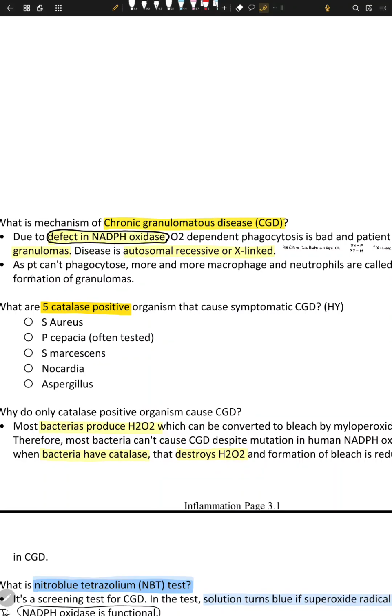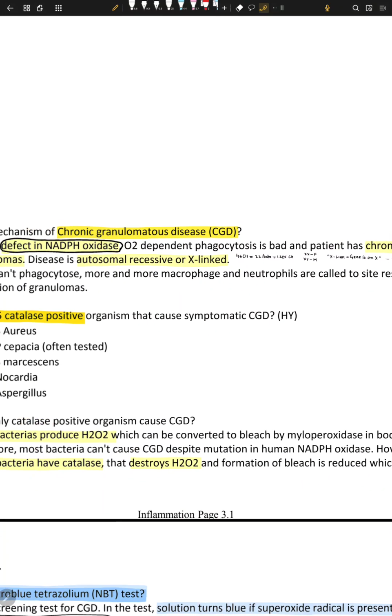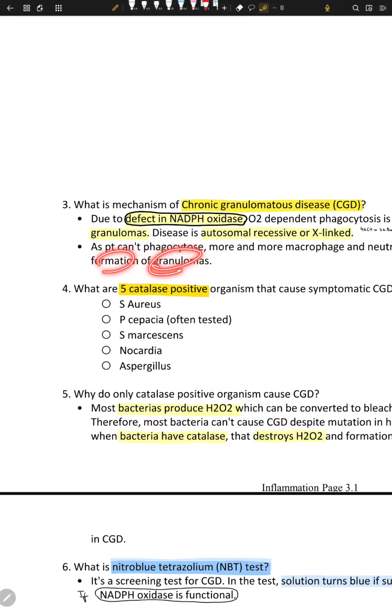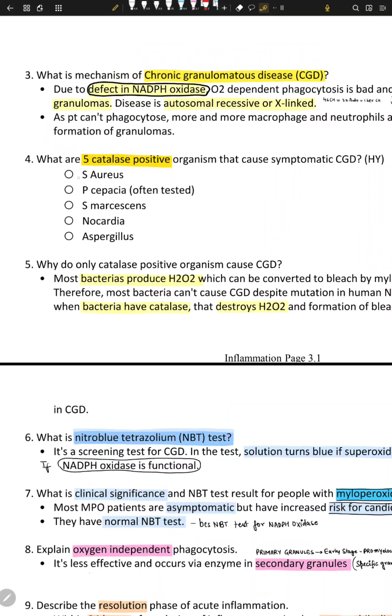We'll talk about it. As a patient can't do phagocytosis, more and more macrophages and neutrophils are called to the site, right? And they result in the formation of granuloma. What is granuloma? Granuloma is just big macrophages plus some neutrophils collected together. They become like a granuloma. That's it. Okay.